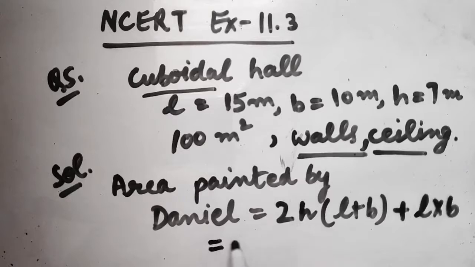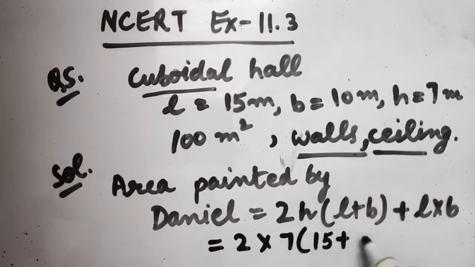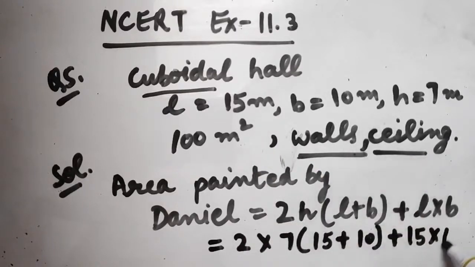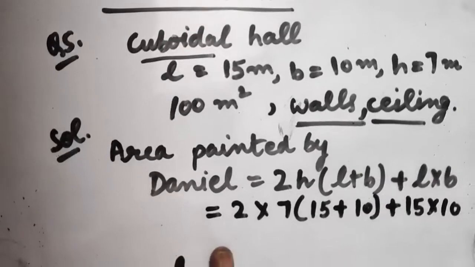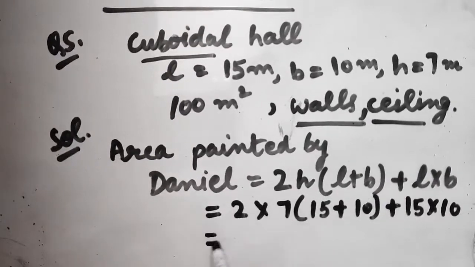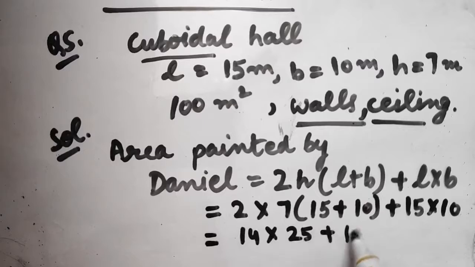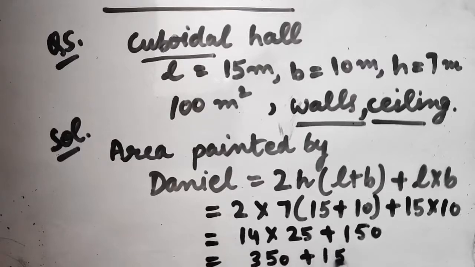So putting the values, it will be 2 into h, here is 7, into L is 15 plus breadth is 10, plus L is 15 into breadth is 10. I have simply put the values of L, B and H in the formula. It will be further equal to 14 into 25 plus 150. So 14 into 25, you will be getting 350, plus 150, that will be equal to 500 meters square.